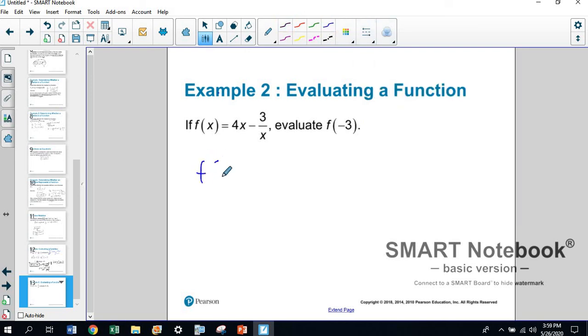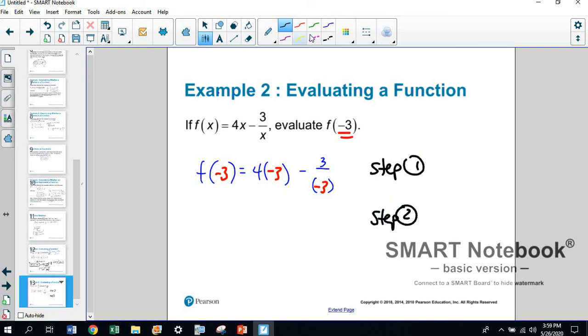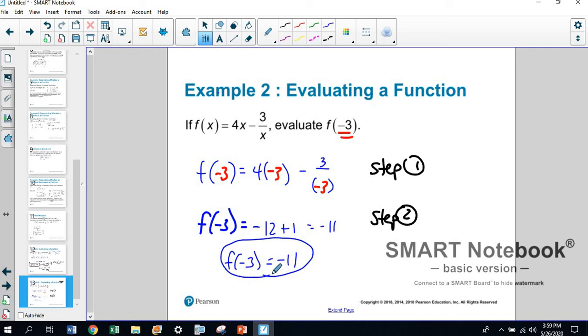Okay? So again, I'm going to do f of blank equals 4 times blank minus 3 divided by blank. And then I'm going to take this negative 3, I'm going to plug negative 3 in all the blanks, every one of them. Okay? So that's step 1. And now you just have to evaluate, just doing arithmetic. All right? So f of minus 3 is equal to negative 12. Negative 3 divided by negative 3 is 1. Negative 12 plus 1, so that's negative 11. So f of minus 3 equals negative 11. And that's the answer you should have gotten.